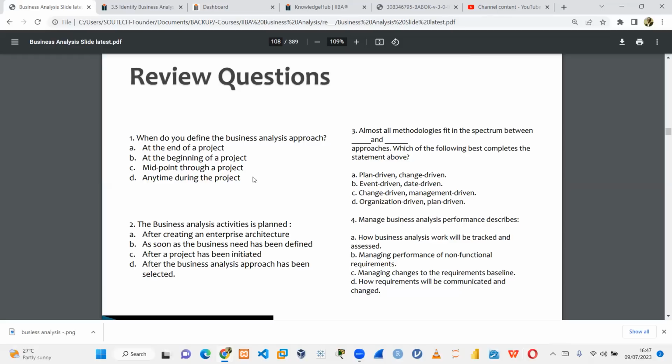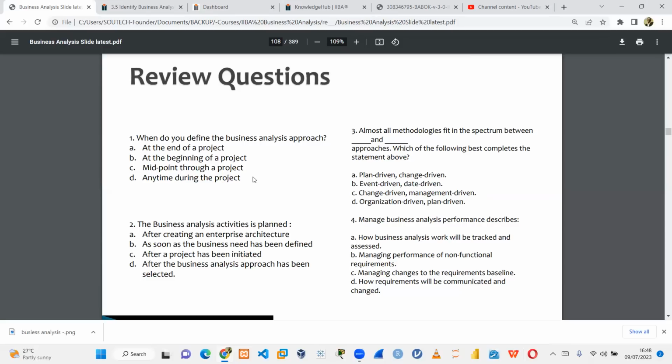Number 2. This one should be as soon as the business need has been, after the business analysis approach has been. I think it's D. I think so. I'm not sure. B. Okay, B. Fine. Okay. So it should be D.